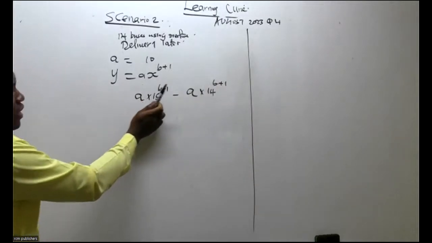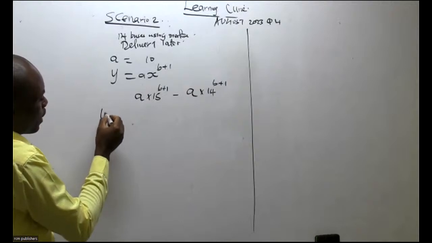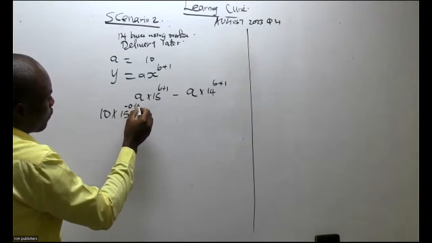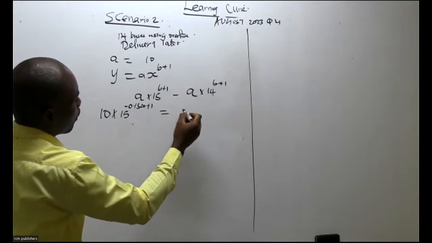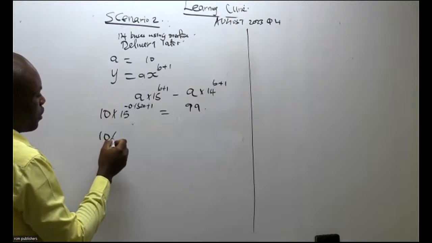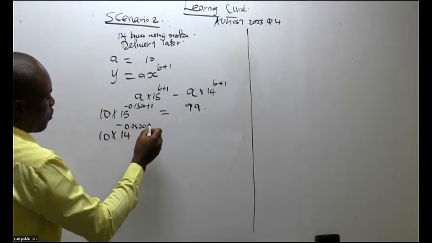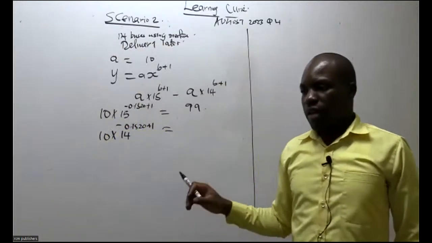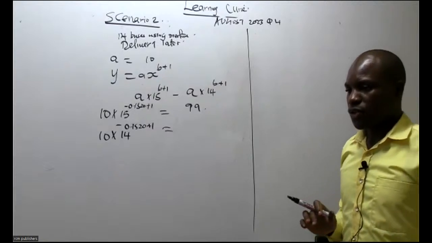So let's get, of course, we add this one here. That is A, which is 10, times 15 raised to power B, which is negative 0.1520 plus 1. I think you gave me 99. Then A, which is 10, times 14 raised to power negative 0.1520 plus 1. You should now give me the figure here. Let's move a bit quickly. Time is not on our side. We still have 2 scenarios to deal with.